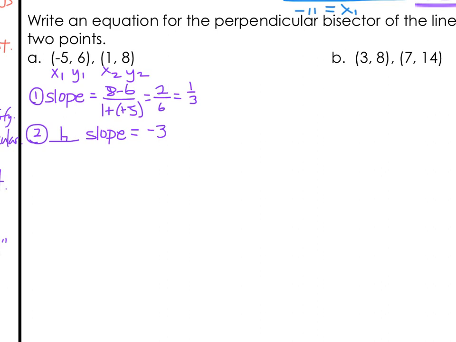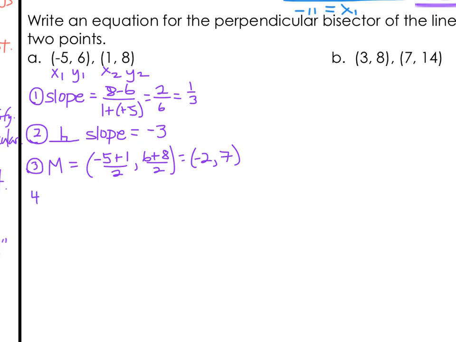Then for the bisector part, step 3, we need to find the midpoint. So that's capital M. Sometimes it's tricky with the lowercase m for slope and capital M for midpoint. Try your best to differentiate. Here we're going to do x1 plus x2, negative 5 plus 1 over 2, and y1 plus y2 over 2. Negative 5 plus 1 is negative 4, divided by 2 is negative 2. And then we have 6 plus 8, which is 14, divided by 2, that gives us 7. So those are the big steps to help us write our equation.